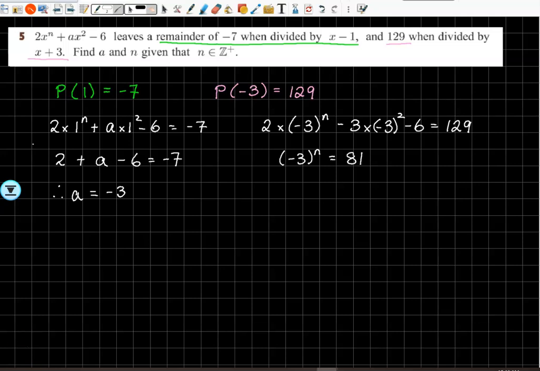And hopefully you know 3 cubed is 27, 3 to the 4 is 81. So this says therefore n equals 4. Otherwise you're going to use logs.